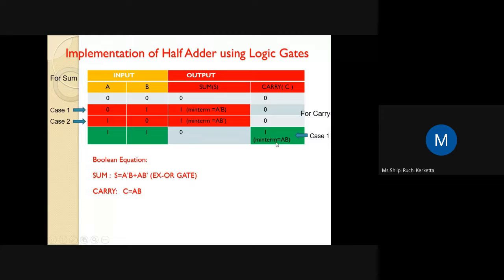So what is the combination for this? It will be A into B. So what is A into B? That is an AND gate. So we will make this half adder using an XOR gate for sum, and for carry we will use an AND gate. Any doubt in this? How we are taking the gates, how we are implementing?